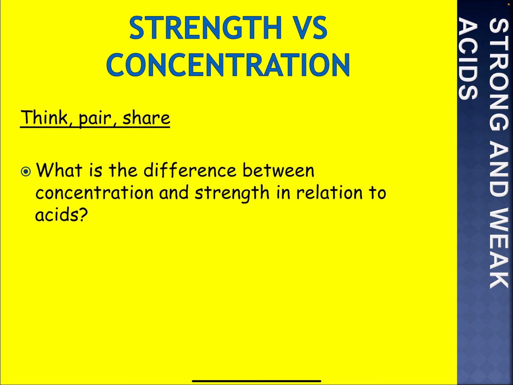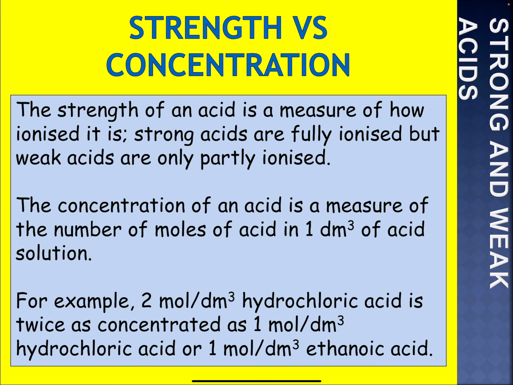Now then, let's have a look at this. So, I'll go through this. The strength of an acid is a measure of how ionized it is. A strong acid will be fully ionized. So for instance, hydrochloric acid fully ionizes, whereas a weak acid, like ethanoic acid, partially ionizes.